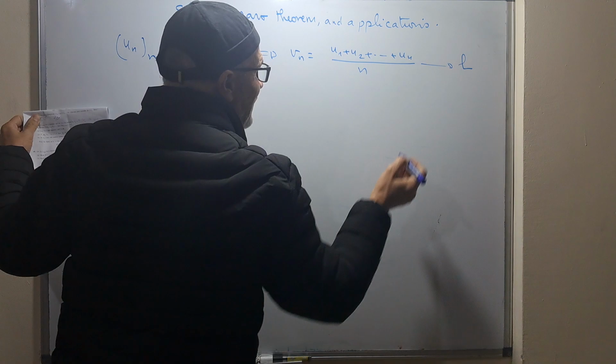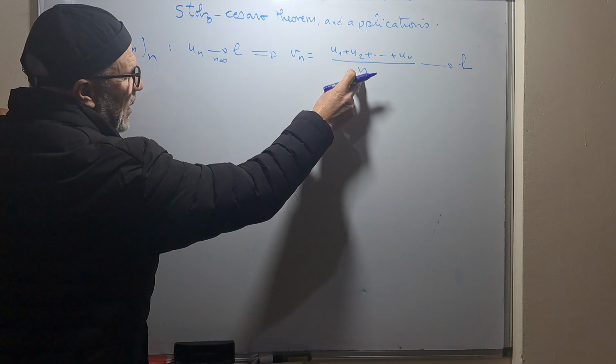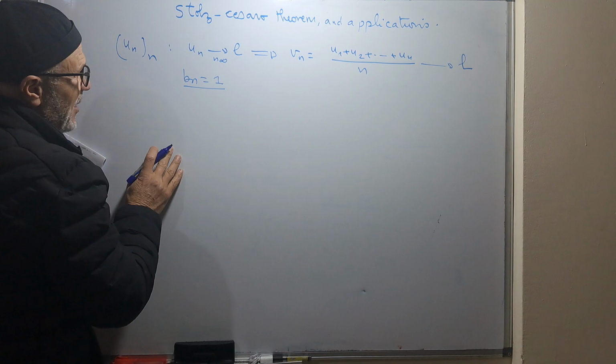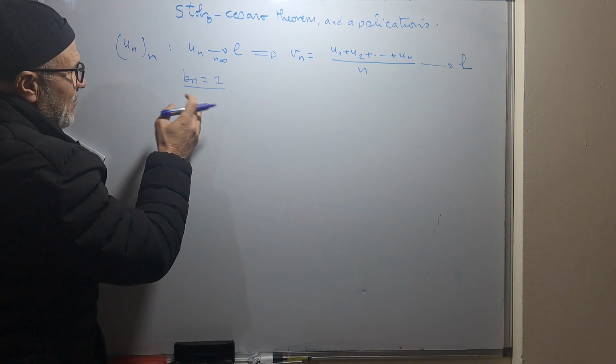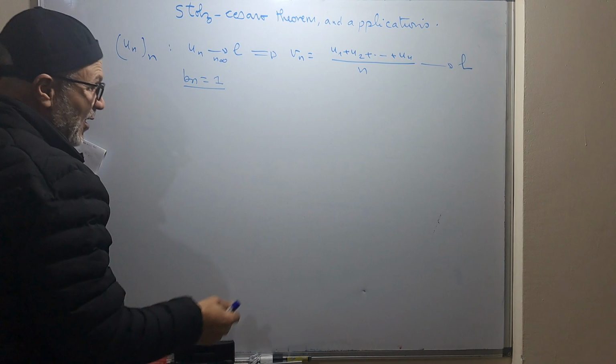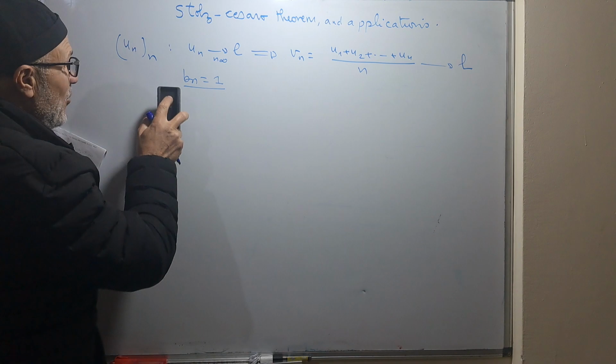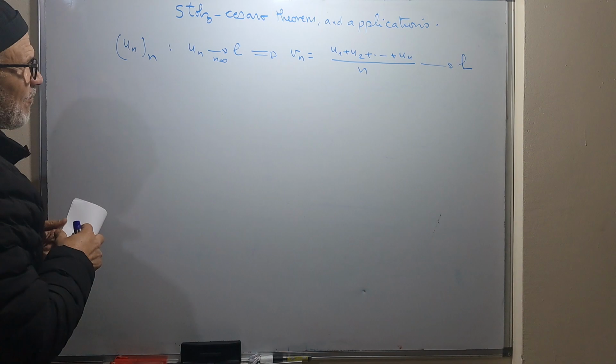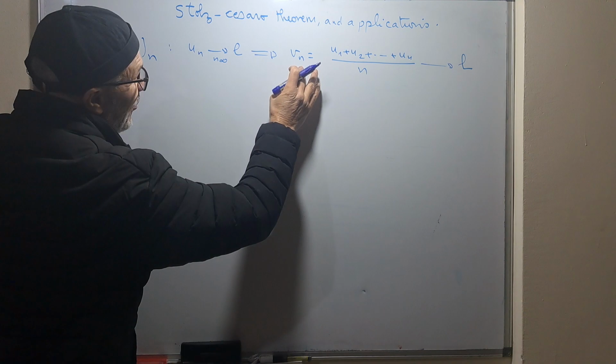As an application, we can consider bn equal to 1, a constant sequence. The sum is equal to plus infinity. It is a positive sequence, so we can apply directly the general formula of Stolz-Cesaro. We can even, for example, give a proof. In the proof, we should verify that the limit is equal to l.